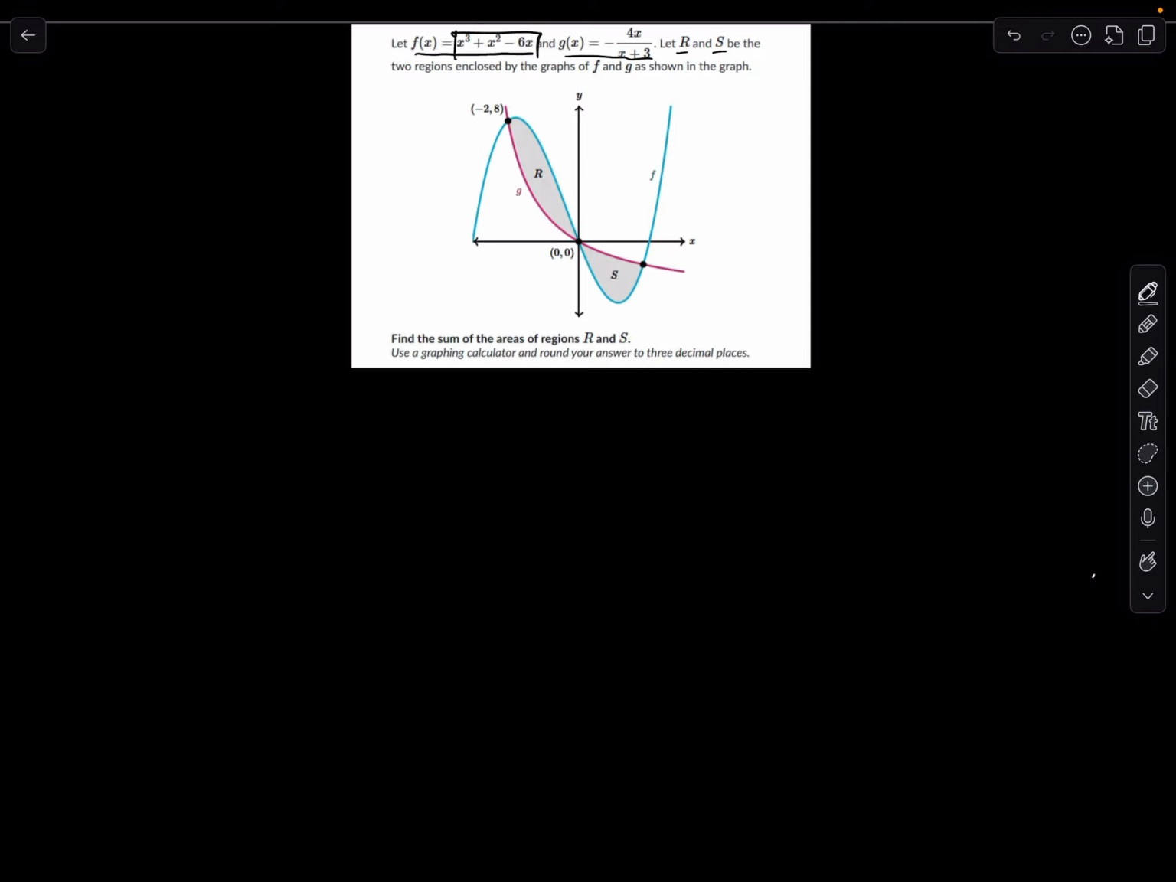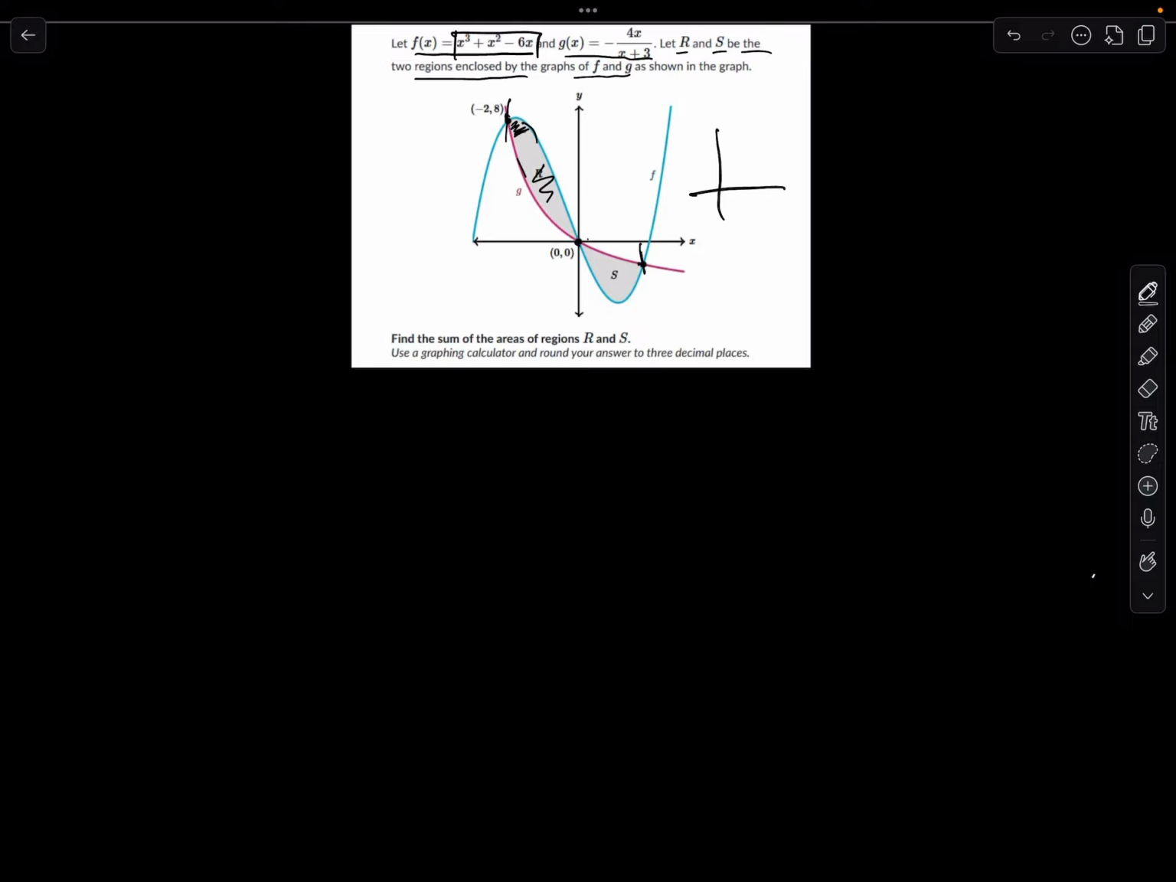Let R and S be the two regions enclosed by the graphs of f and g as shown in the figure. So this is our f function, this is our g function, and we need to find the areas between these two curves from x equals -2 to another intersection. There are three intersections here, not two intersections.